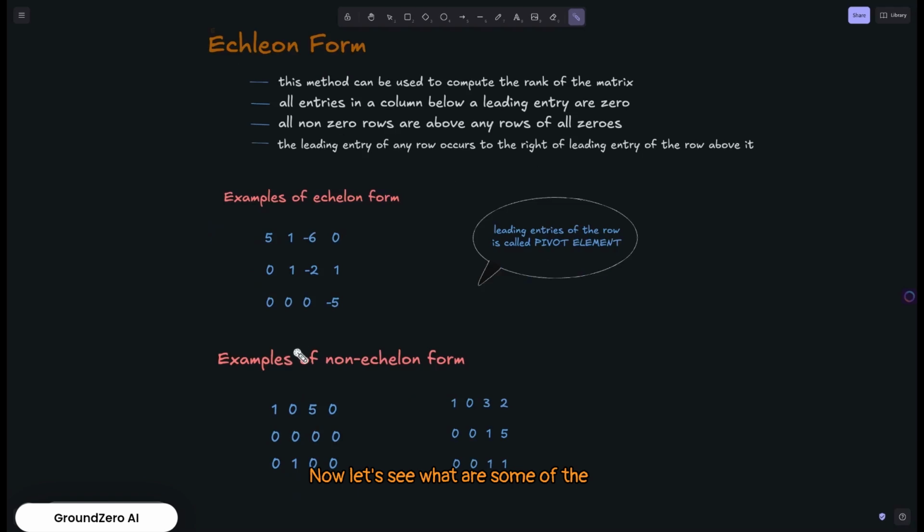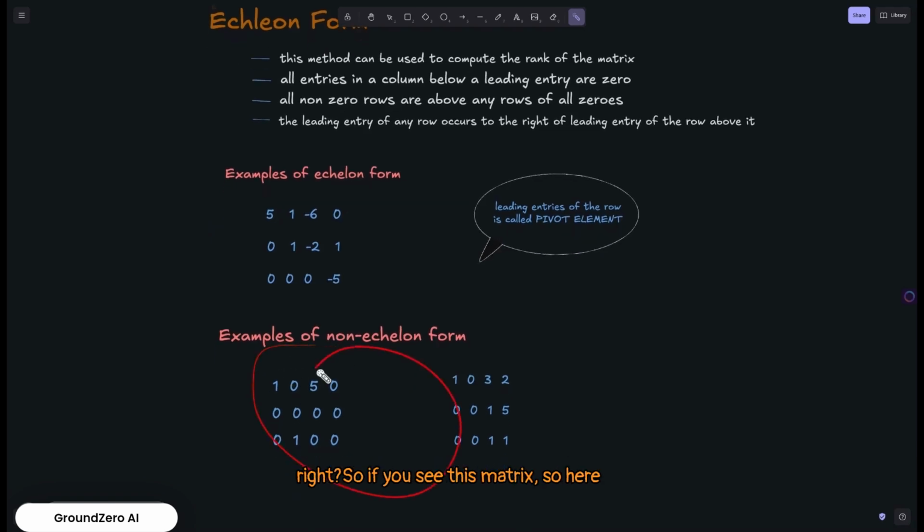Now let's see some examples which are not in Echelon form, right? If you see this matrix, here we have the second row as a zero-value row, right? So this kind of cancels the second condition. All non-zero rows are above any rows of all zeros. Here this is a non-zero row, but it is below this zero row. So this is going to cancel this condition.